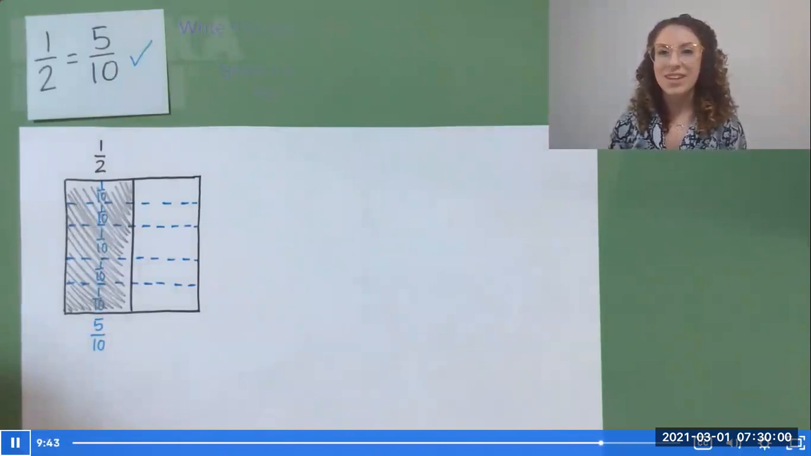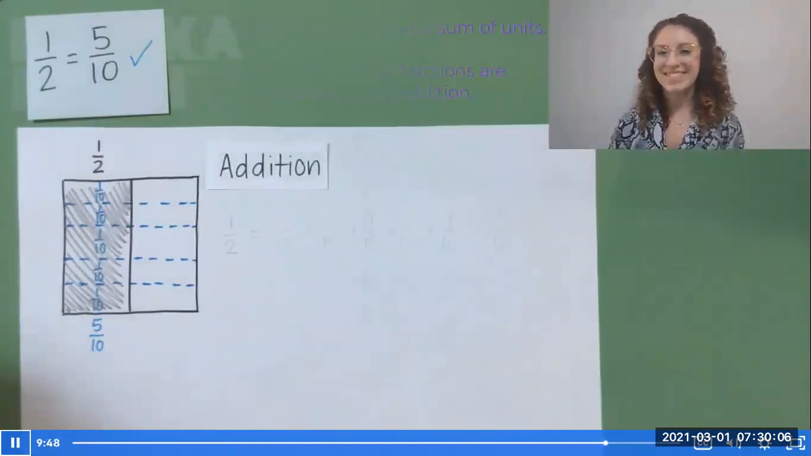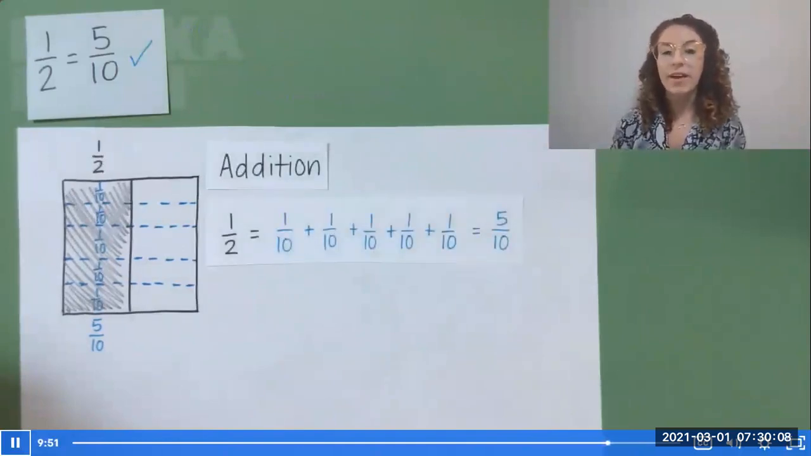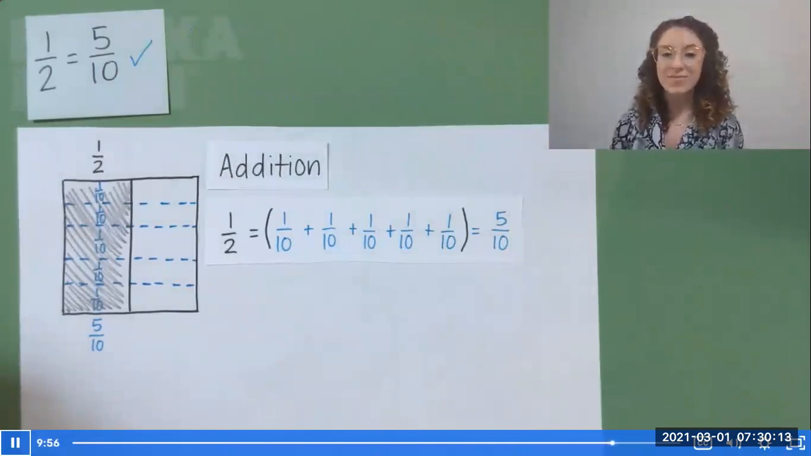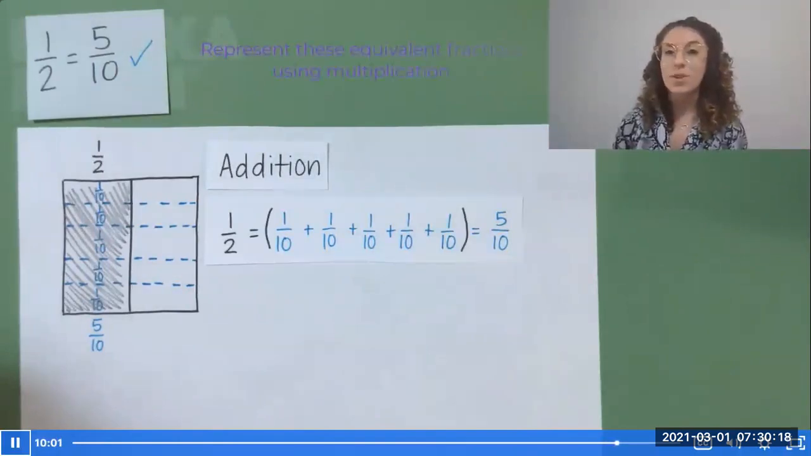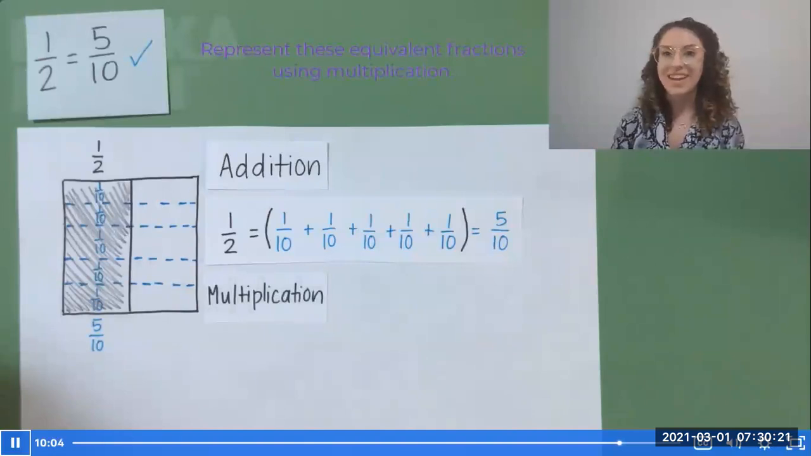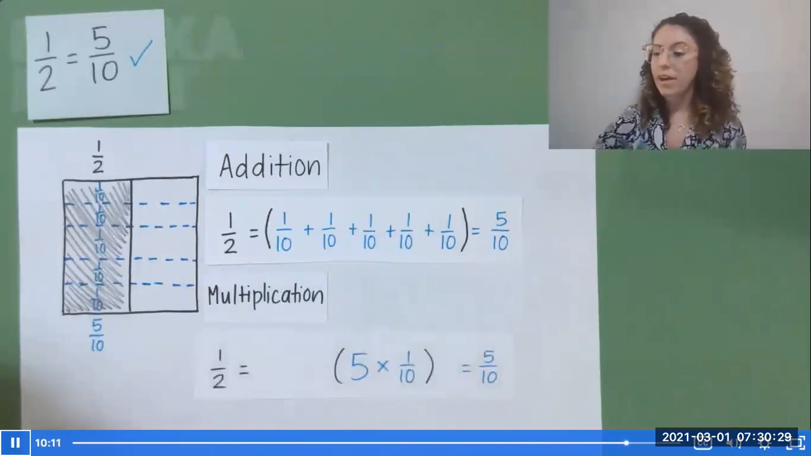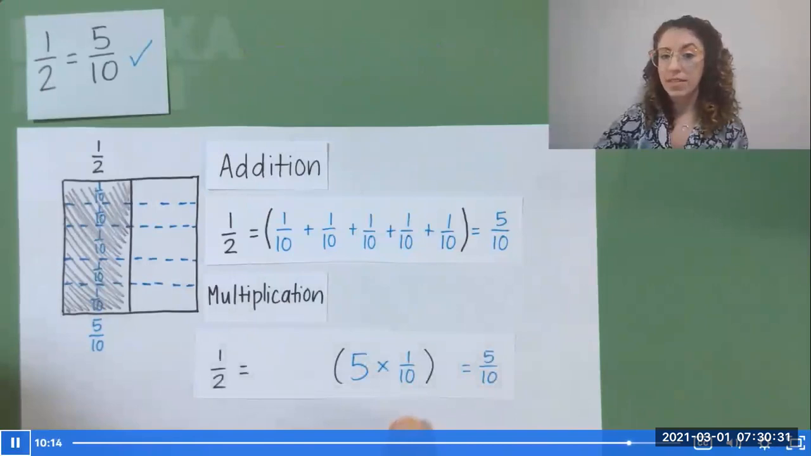Now, write this decomposition as a sum of units. Show that they're equivalent using addition. The units we add up to make 1/2 are tenths. These parentheses show that they're all part of the same half. Last but not least, represent these equivalent fractions using multiplication. How can you show multiplying tenths to make 1/2? We can say that 1/2 is equal to 5 times 1/10, and that equals 5/10.